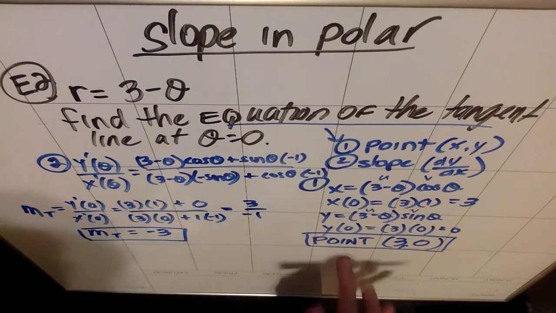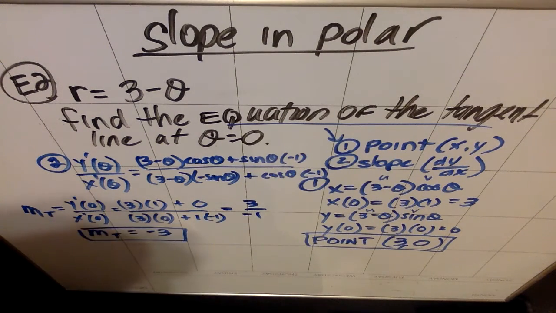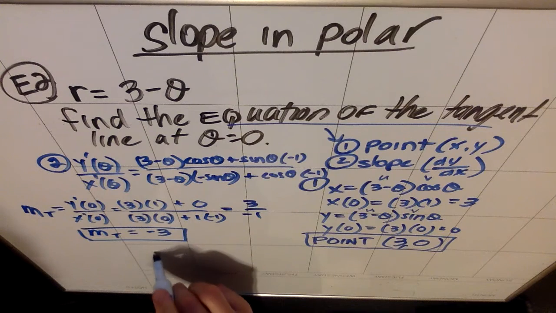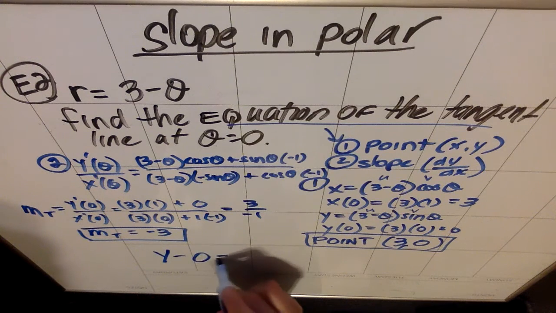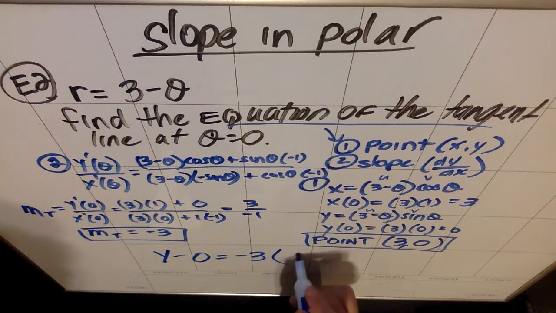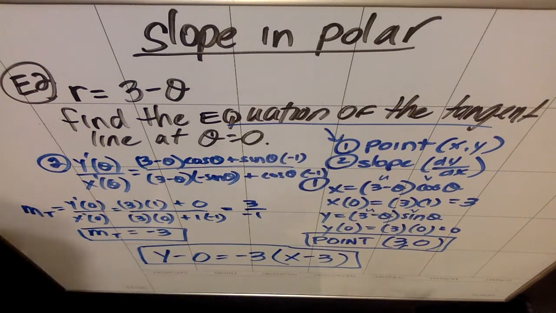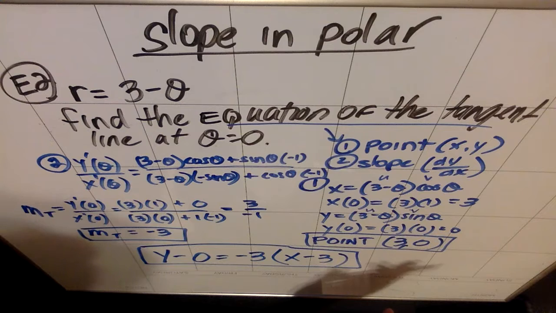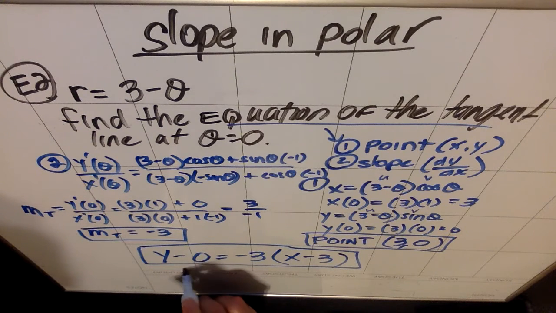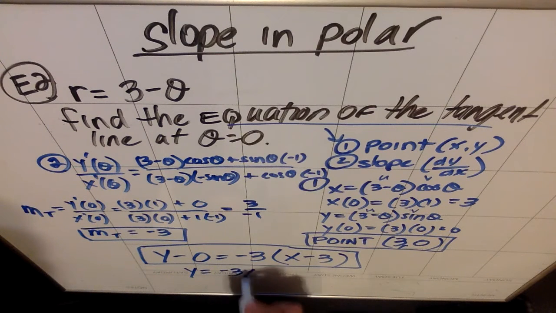I then take my point and my slope, and I put the answer in the laziest possible way, which is point slope. y minus the y value equals m, quantity x minus the x value. And that is the best possible version of the answer. Sure, you can totally distribute that negative 3, you can ignore that 0, and you could make this y equals negative 3x plus 9.